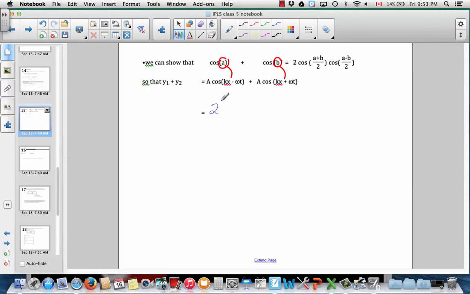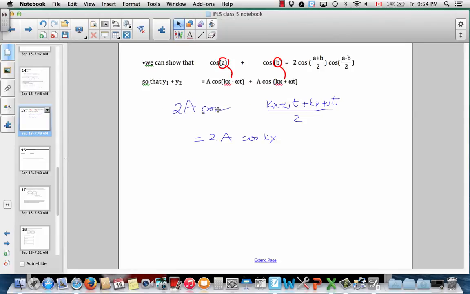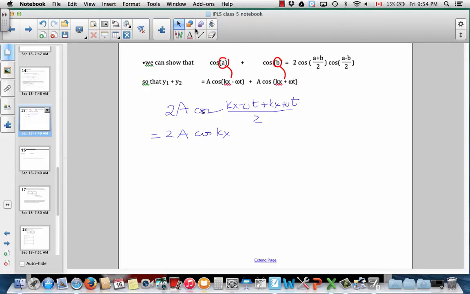It's going to be twice the amplitude A. Then we have one bracket, which is the sum of the two angles over 2. So it's kx minus omega t plus kx plus omega t all over 2. So the minus omega t and plus omega t cancel. kx plus kx, 2kx over 2, is just kx. Okay, that's good. I'm just moving this over a bit to give myself some more room, because there's still this other term to go.